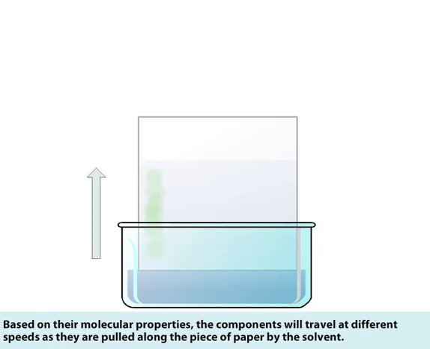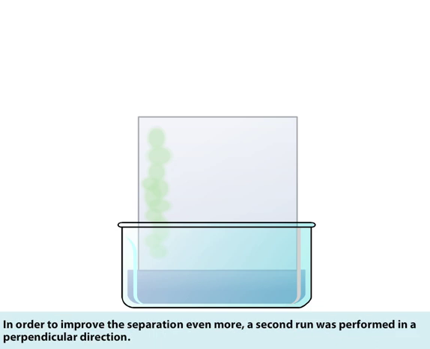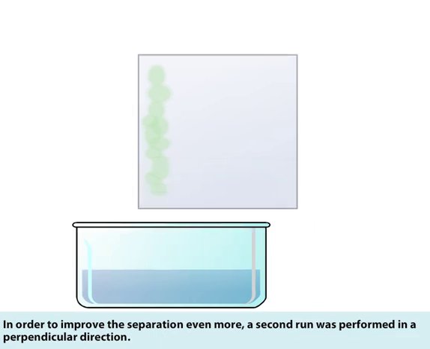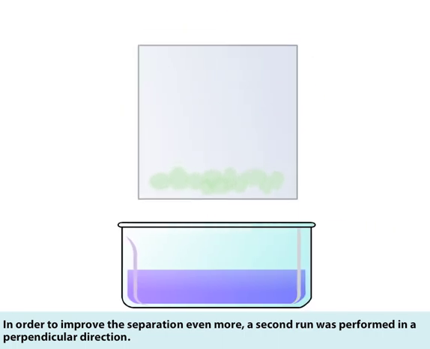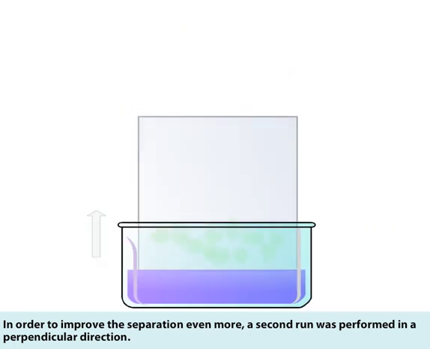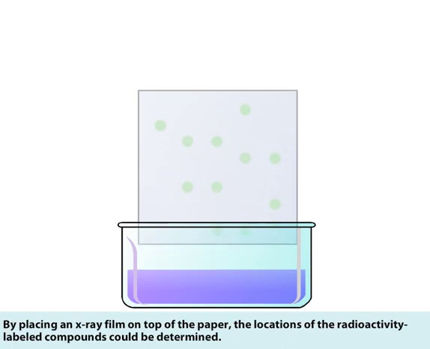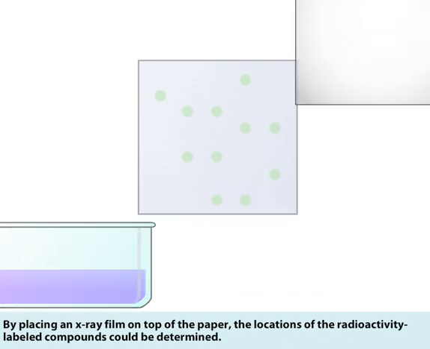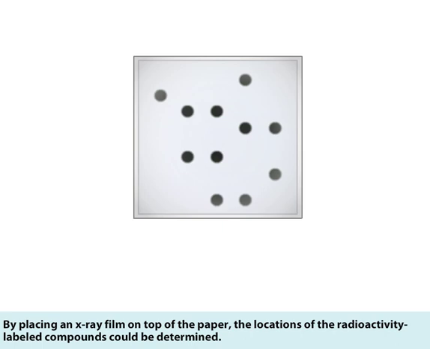Based on their molecular properties, the components will travel at different speeds as they're pulled along the piece of paper by the solvent. In order to improve the separation even more, a second run was performed in a perpendicular direction. By placing an X-ray film on top of the paper, the locations of the radioactively labeled compounds could be determined.